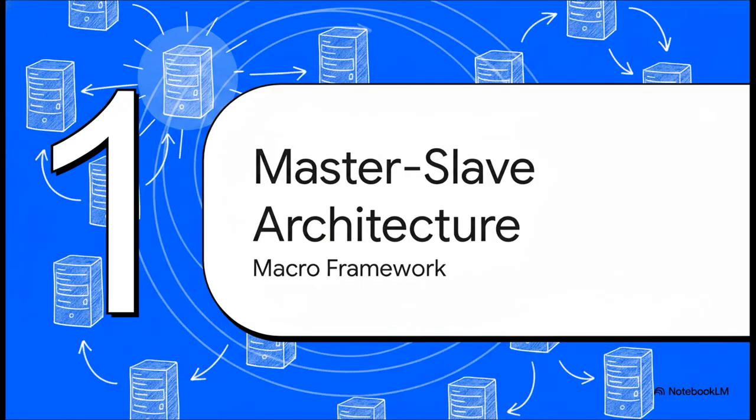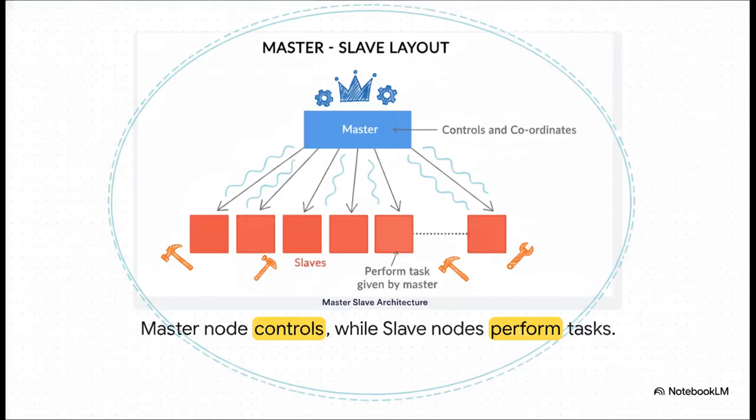Let's jump right into Section 1, Master-Slave Architecture. Notice the flow we're looking at here. In HDFS, you have one central authority, what we call the master node, sitting right at the top. Its entire job is just to control and coordinate tasks. Directly beneath it, receiving all those instructions, are multiple slave nodes. The master dictates exactly what needs to be done, and the slaves actually execute those tasks. It's a very clean, straightforward, hierarchical system.